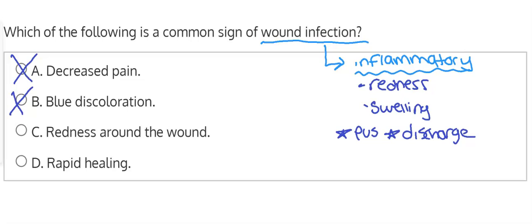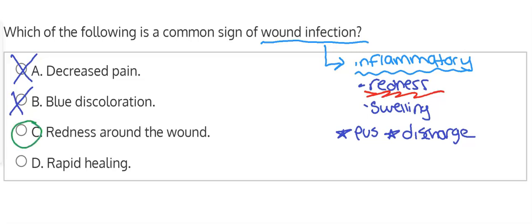Option C says redness around the wound. And redness was something that we listed here as part of the inflammatory process that could be seen in a wound infection. Therefore, redness around the wound can be a common sign of a wound infection. And we could go with that, option C.